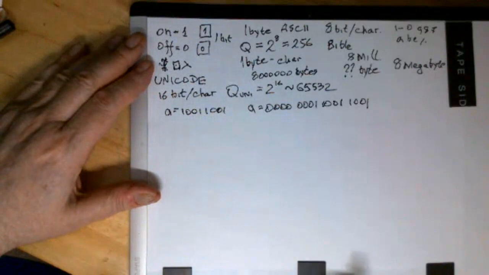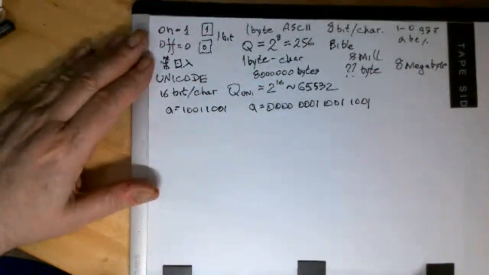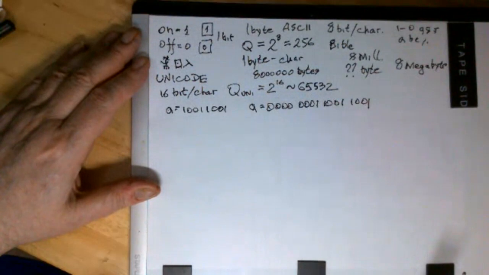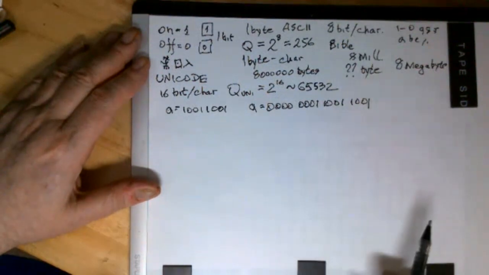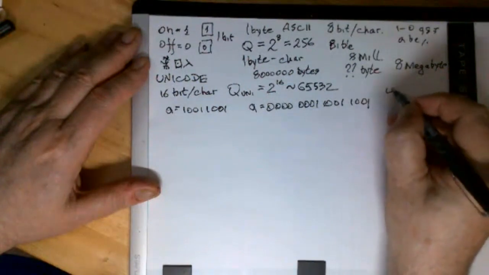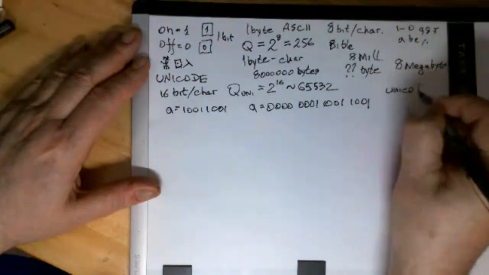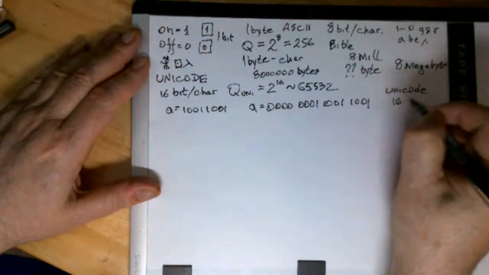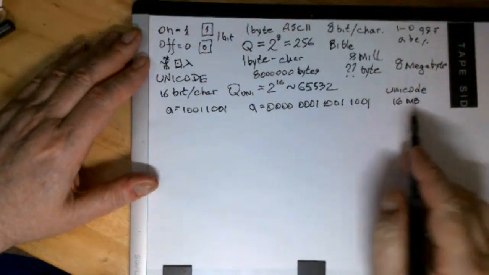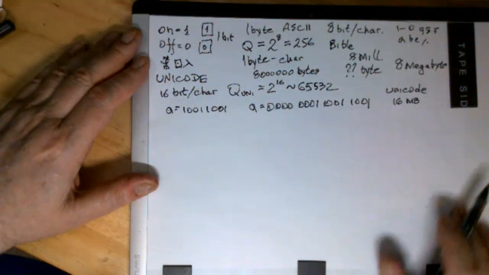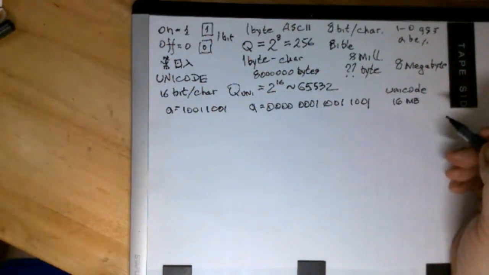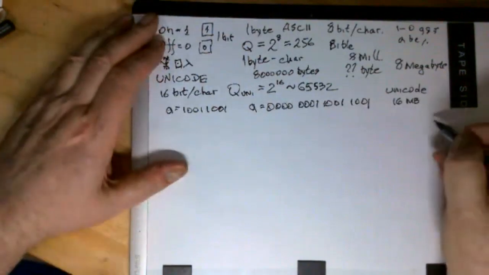In Unicode, we have much more space for this. So definitely for Unicode, the file for the Bible will take not 8 megabytes, but 16 megabytes. Folks, prefixes: mega, giga, and so on. I'll put it here. So we have kilo.